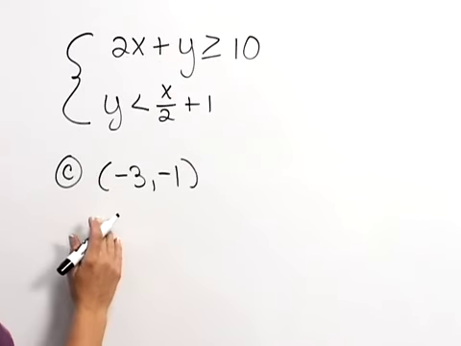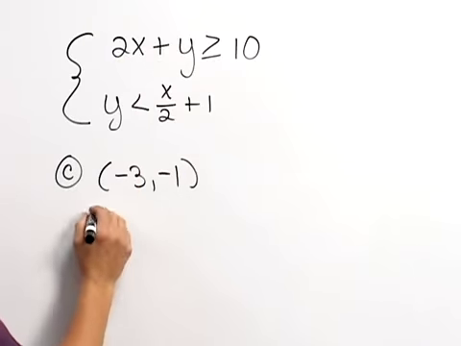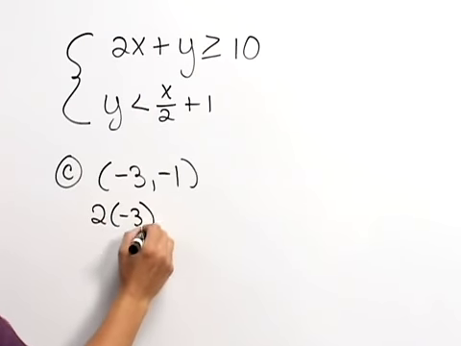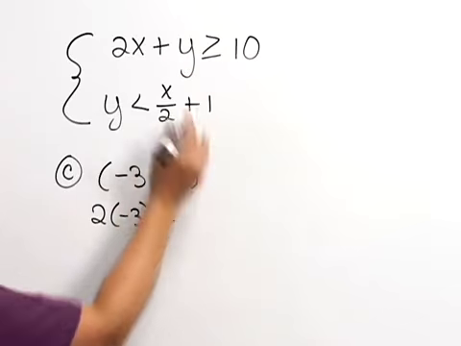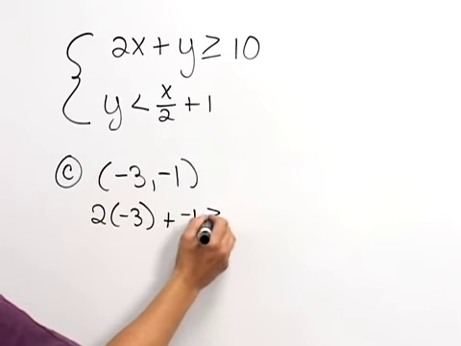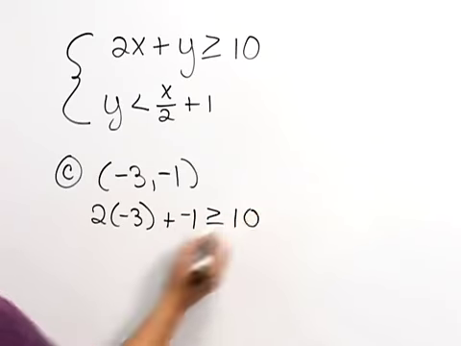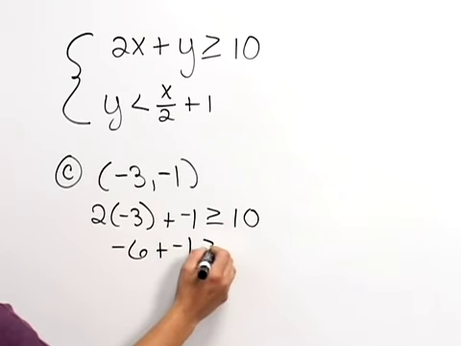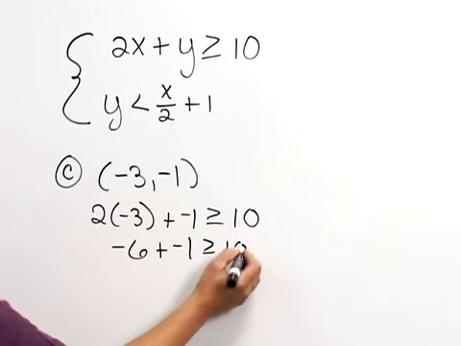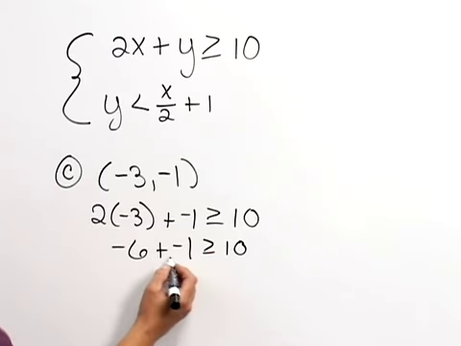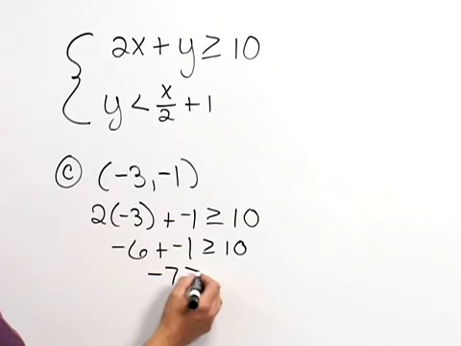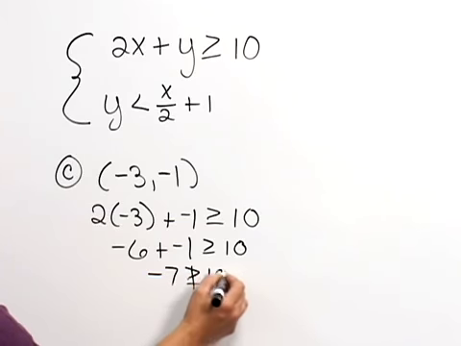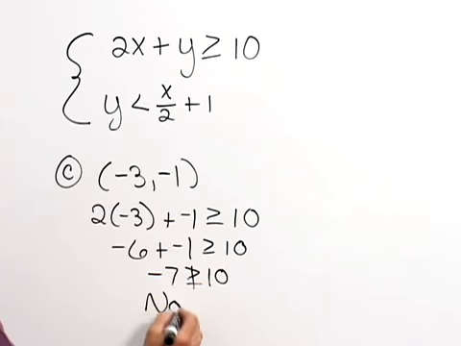For part C, we're going to check the point (-3, -1). Let's start with our first inequality here. Replacing the x with -3, we get 2 times -3, plus, we'll replace the y with -1, and we want that to be greater than or equal to 10. Well, multiplying here, we get -6 plus -1, and we want to check and see if it's greater than or equal to 10. When you combine those, you get -7, and that is not greater than or equal to 10. So we would say that no, (-3, -1) is not a solution of this system of inequalities.